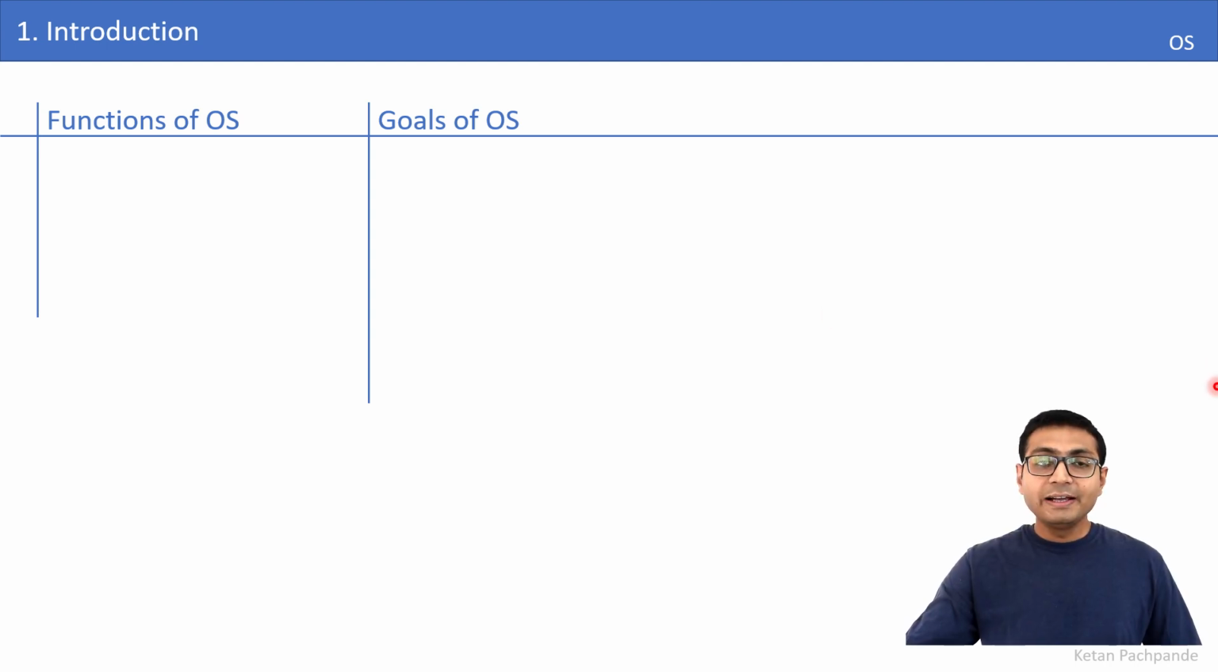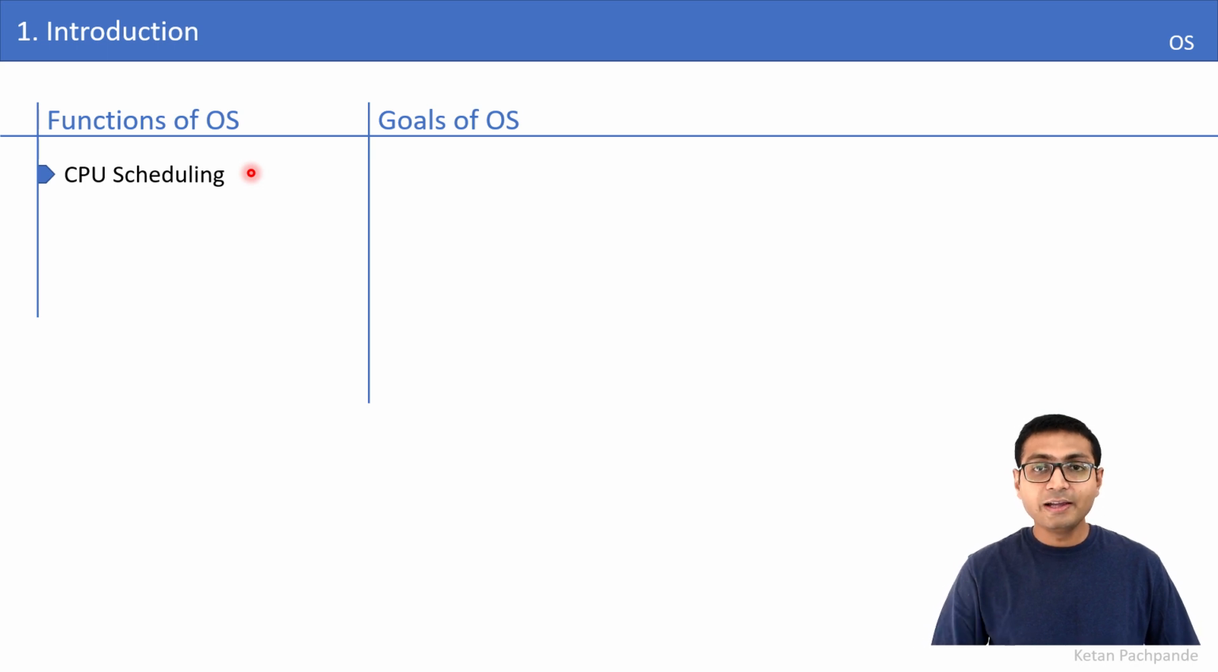Let me discuss the functions of operating system, starting with the CPU scheduling algorithm. So this is one of the main functions of the operating system, the main job of the operating system. Why? See, there are several processes OS can run concurrently. You can listen to some song in the background while you are doing some work in some notepad or text editor. You can open multiple applications also.